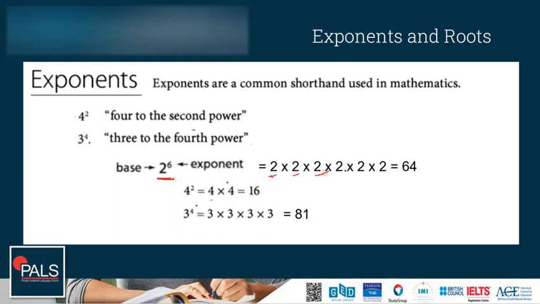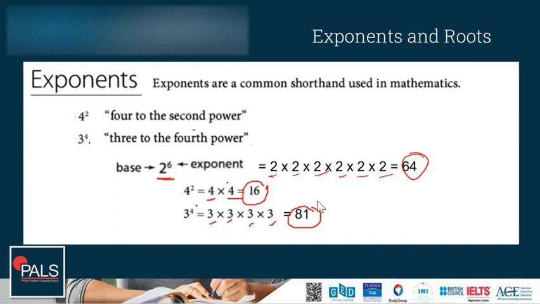1, 2, 3, 4, 5, 6. 2 times 2 is 4, times 2 is 8, times 2 is 16, times 2 is 32, times 2 is 64. Another is 4 to the second power. The exponent is 2, so we need to multiply 4 two times. So 4 times 4 is 16. 3 to the 4th power, the exponent is 4, so we need to multiply 3 four times. So 3 times 3 is 9, times 3 is 27, times 3 is 81.